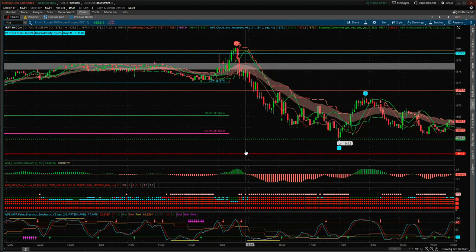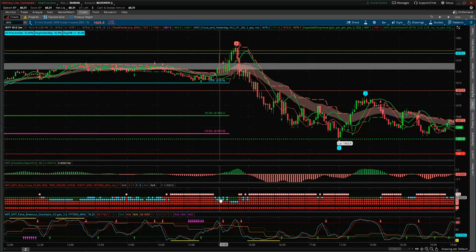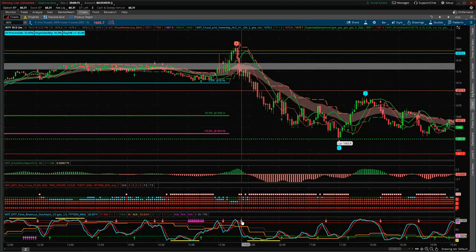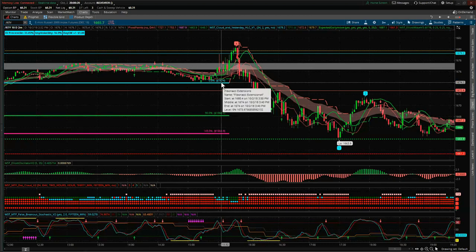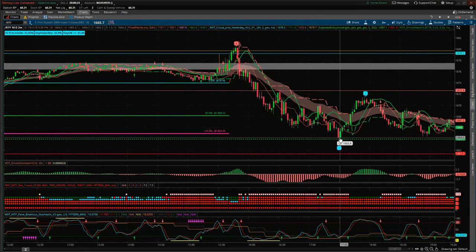Now, look at the pullback on the MTF.cloud. We go from all red with a red square. As it pulls back up against the cloud, we go cyan, green, cyan down on the third one. And then as the price action starts to come back down, we go all red. We get the red stochastic arrow, we get the breakout signal here, and that's where we go short, right there. And this is where it came down to the next pivot, to the tick.